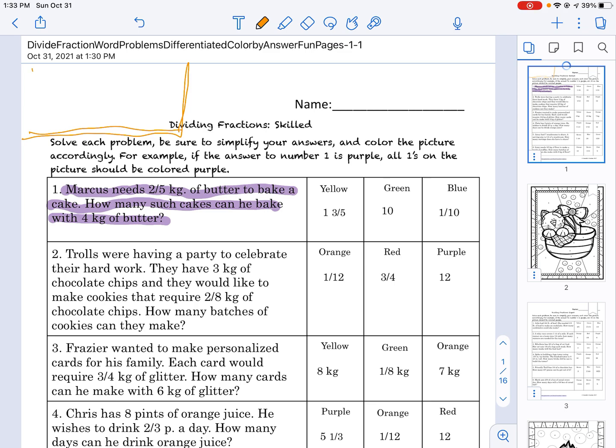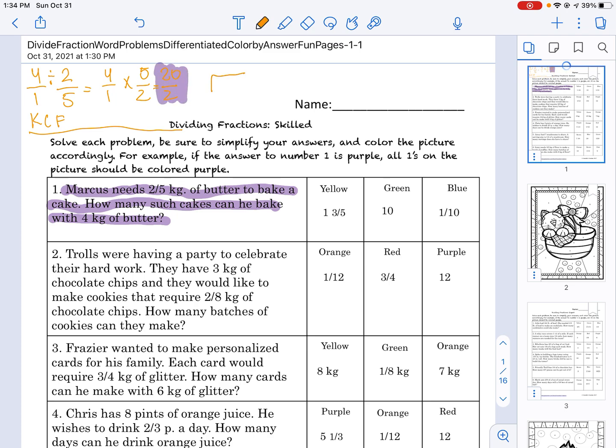So he has 4 kilograms of butter, and he's dividing that into 2/5 pieces. Okay, I know that whenever I have a whole number like this, that means that there is an invisible one underneath it. Okay, now I can do keep, change, flip. So I'm going to keep the first fraction, change it to multiplication, and flip the second one. Now I can multiply across, so 4 times 5 is 20, 1 times 2 is 2. So now I have 20 over 2.